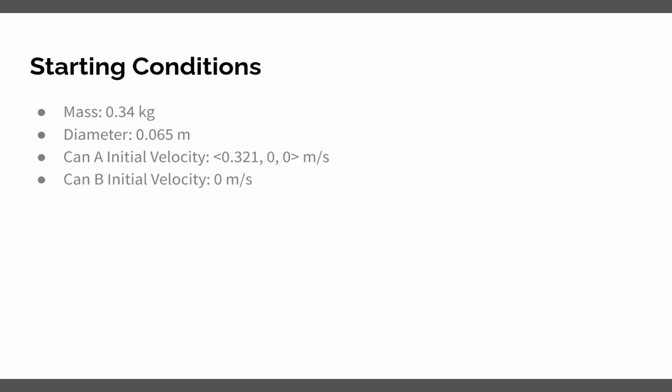My starting conditions are this. Both cans have a mass of 0.3 kilograms and a diameter of 0.065 meters. Can A begins with a velocity of around 0.321 meters per second. I found this by finding the average velocity before the collision, displacement over time. Can B is at rest at the beginning of the experiment, so its velocity starts at 0.